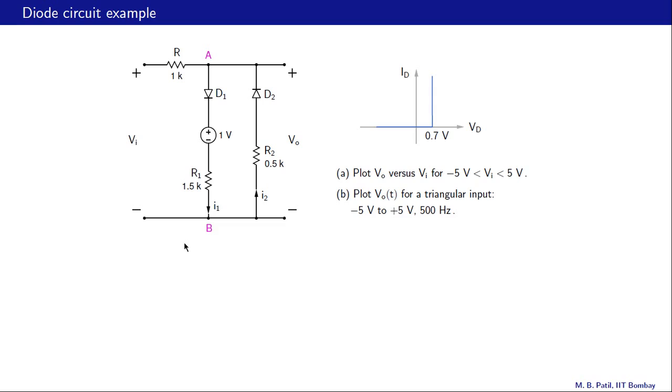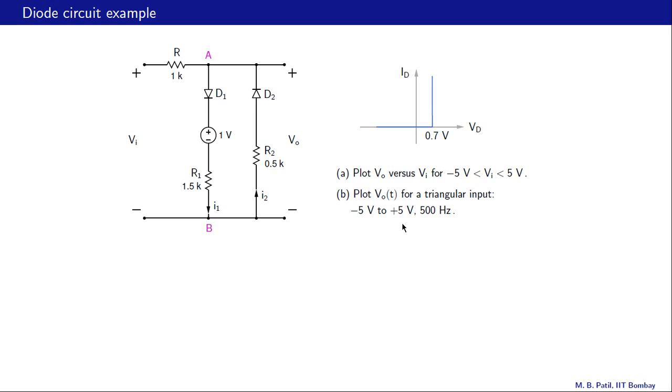And in fact, we could consider not just one Vi value, but a whole range of Vi values for which the diode D1 was on and D2 was off, for example, and then figure out what Vo versus Vi would be for that particular range of values. Once we had considered all the possible cases, then we could plot Vo versus Vi for this given input range. And having obtained this information, we could then proceed with plotting Vo as a function of time for a given triangular input.